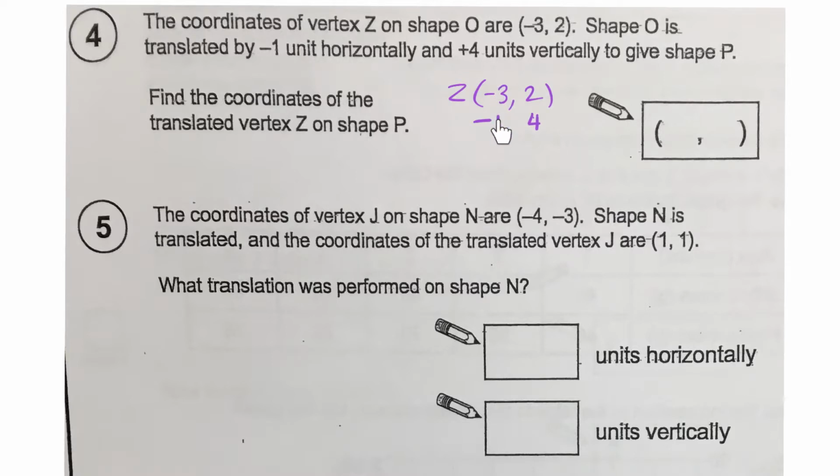Now, what is -3 minus 1? -3 minus 1 is just -4. So the x coordinate of the translated vertex will be -4.